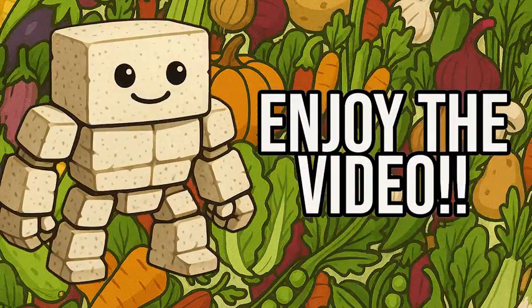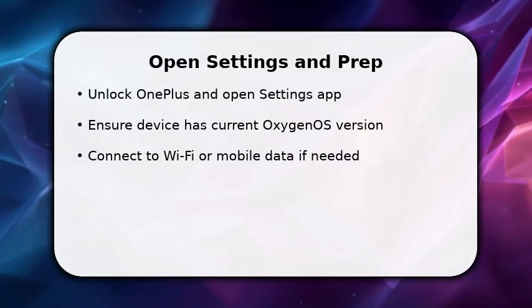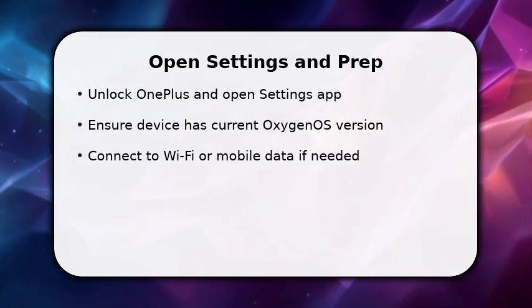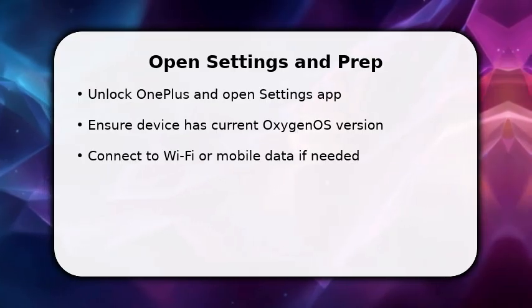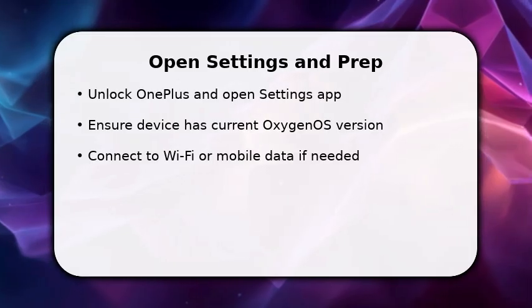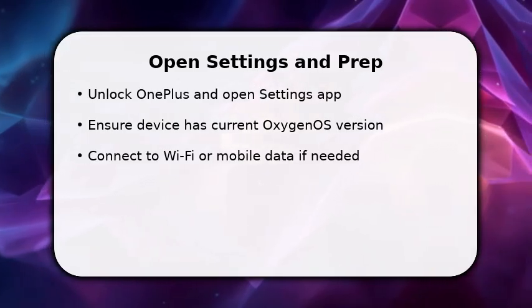Please enjoy the video. You start by unlocking your OnePlus and opening settings so you can access Digital Wellbeing quickly. Tap Settings, then locate the Digital Wellbeing and Parental Controls entry. It may be grouped under System on some OxygenOS builds.